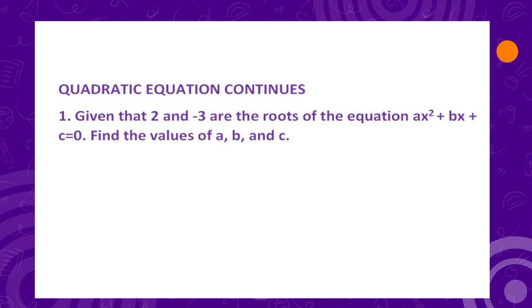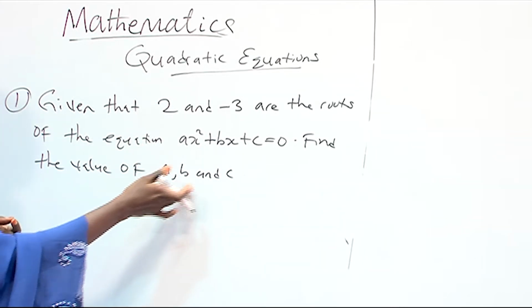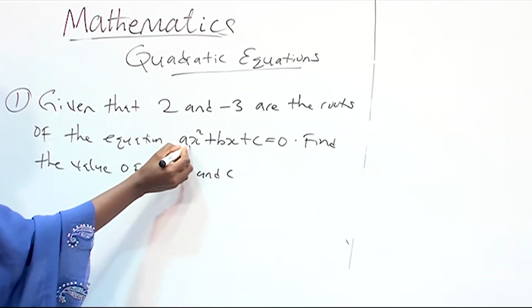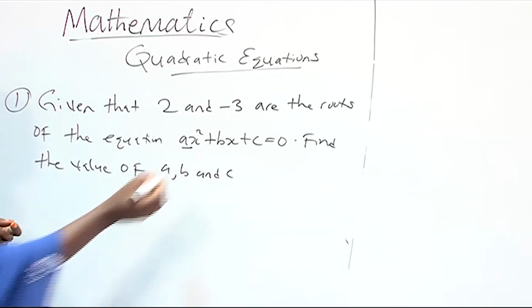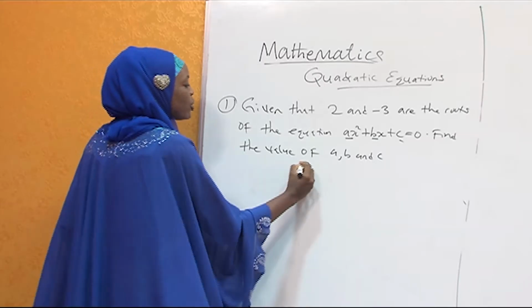Now we have a question like this. You know that ax squared plus bx plus c is our quadratic equation. Our quadratic equation is always in this form. So the question says you are to find the values of a, b, and c, which means a, the coefficient of x squared, b, the coefficient of x, and c, which is the constant. That is what you are asked to find. So how do we get that?